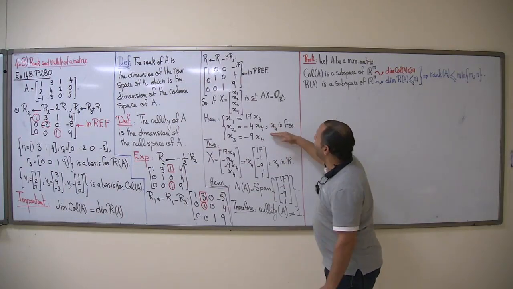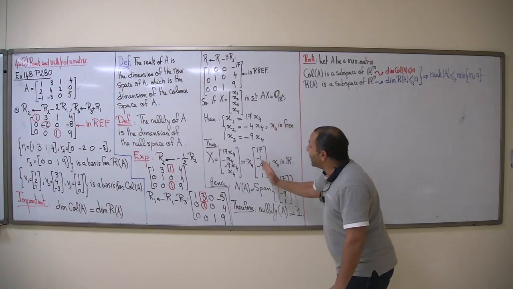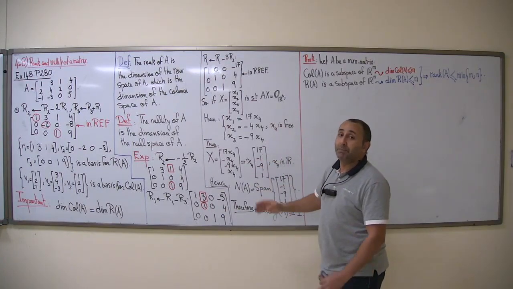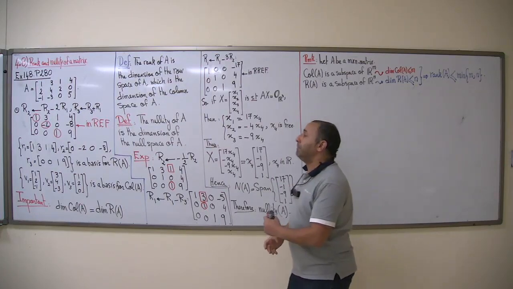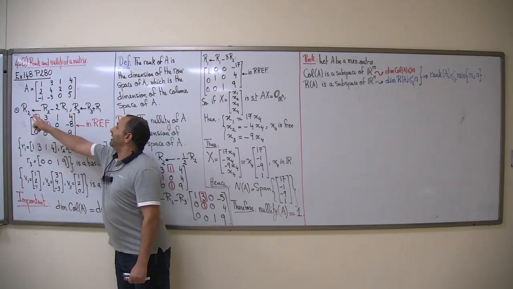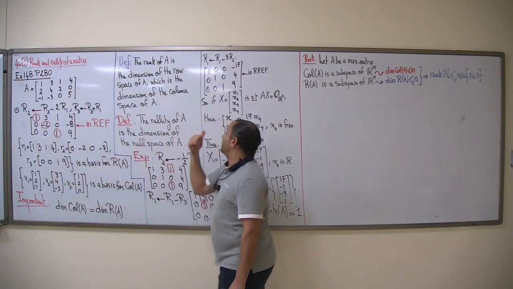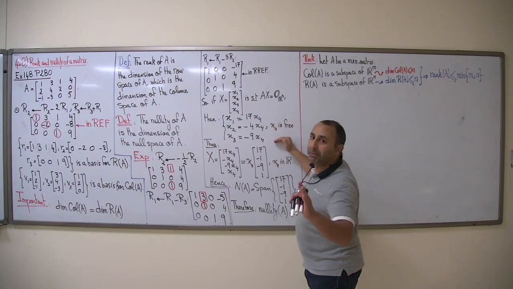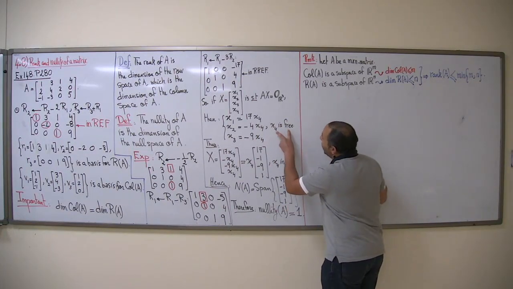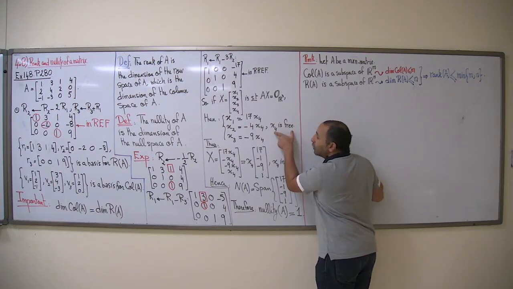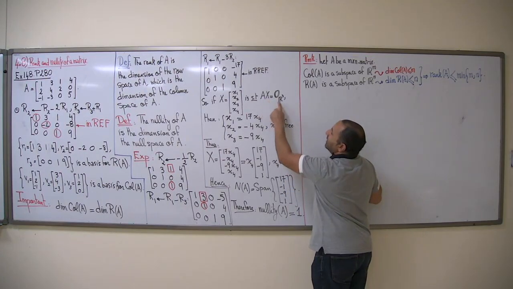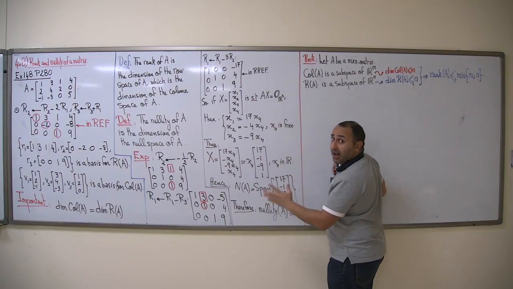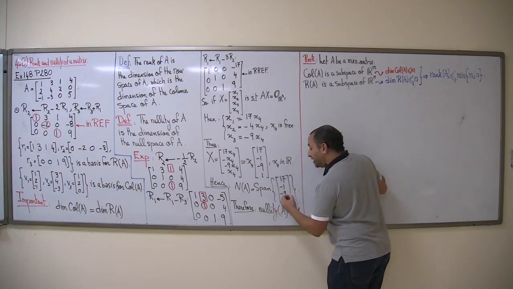And the number of free variables in your solution gives you exactly the dimension of the null space. That means the nullity of A. I repeat, the number of columns minus the number of pivots gives you exactly the number of free variables in your solution. This is known from chapter number 1. The observation now is that the number of free variables in the solution to the homogeneous system AX equals 0 gives you exactly the dimension of the null space. That means the nullity, which is now 1.